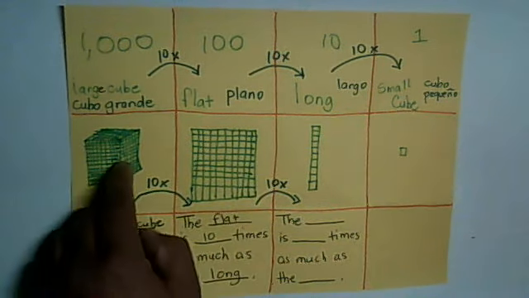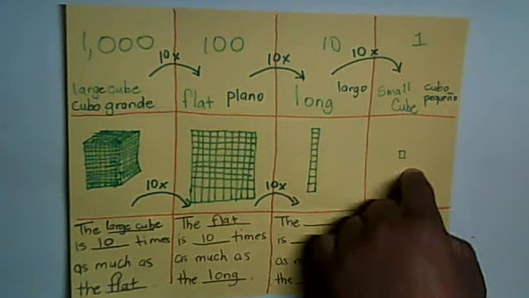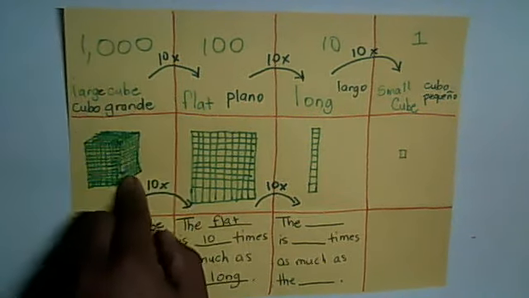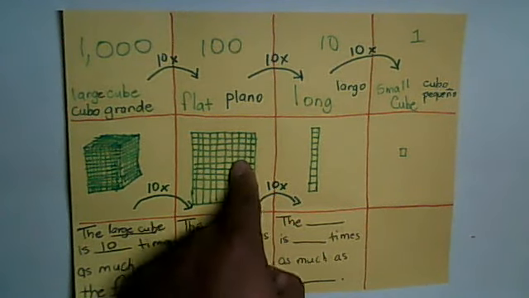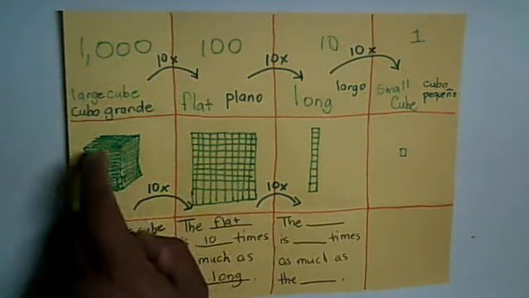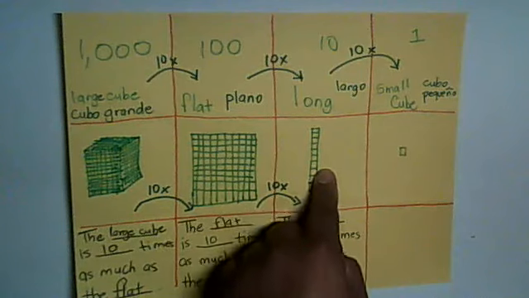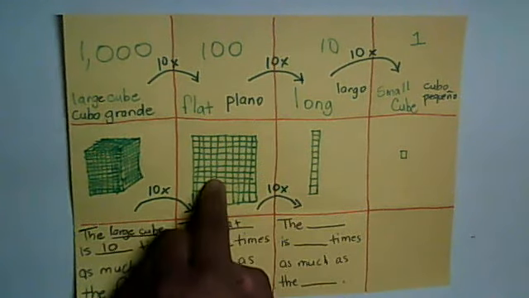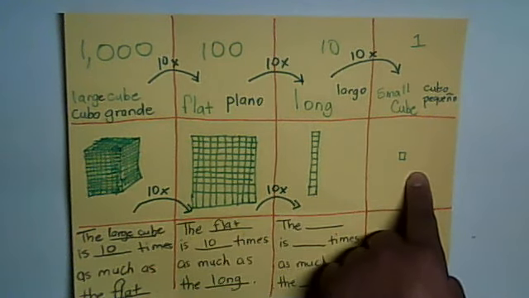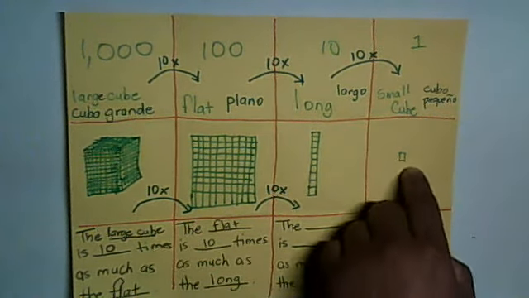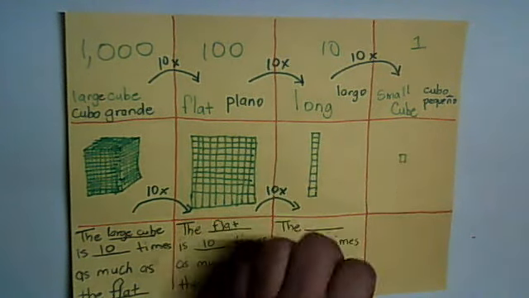We started with the large cube, then the flat, the long, and the small cube. If you start in the thousands place right here, we know that the large cube is 10 times bigger than the flat because it takes 10 of these to make this. The flat is 10 times bigger than the long because it takes 10 of these to make a flat. And the long is 10 times the small cube because it takes 10 of these to make a long. So today we're going to do the same thing.